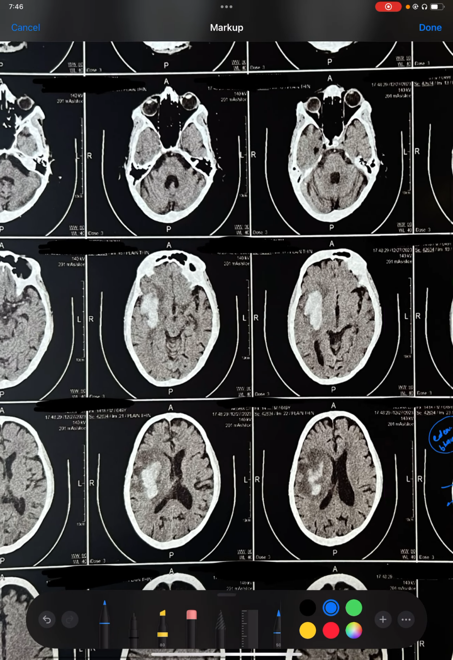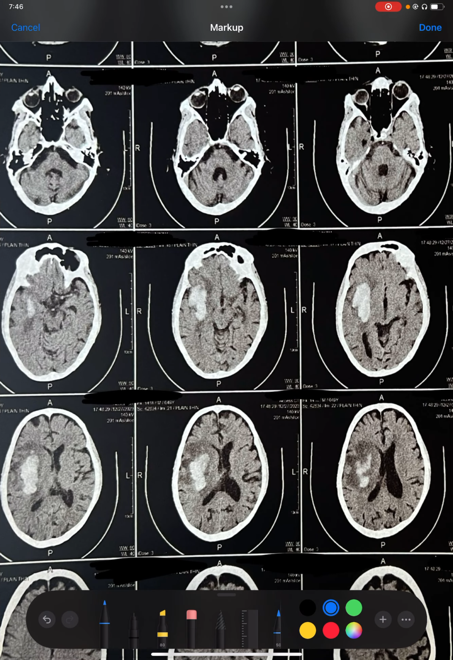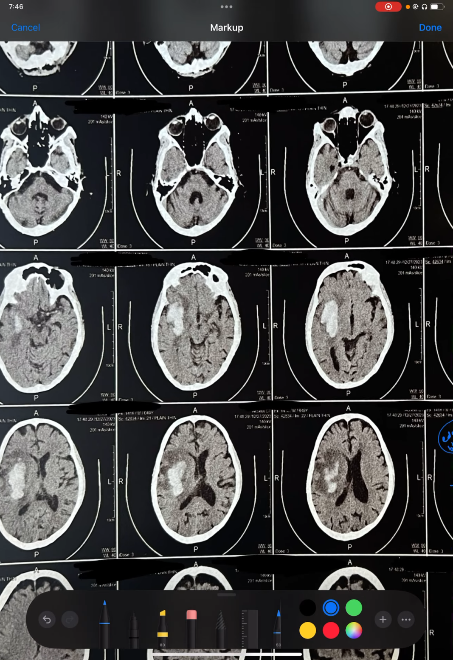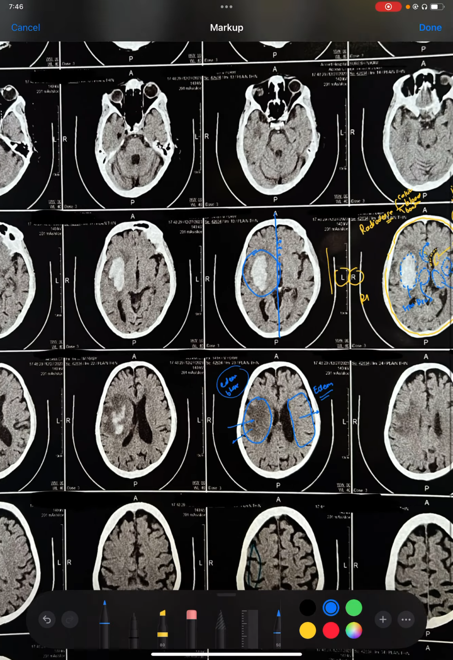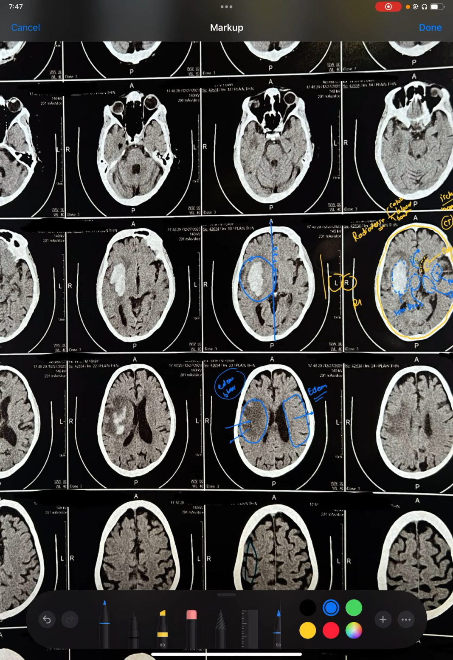So there is a very minor subtle midline shift with lateral ventricle compression, caudate lobe compression, thalamus compression, and with marked surrounding edema.